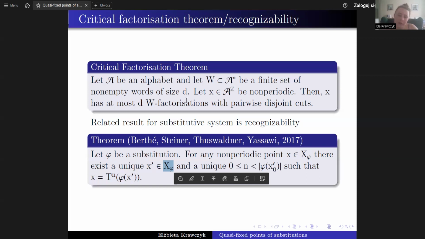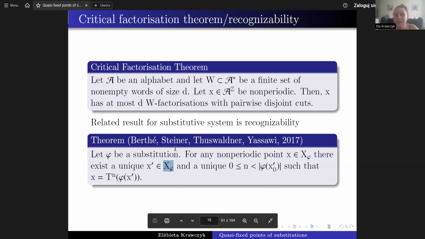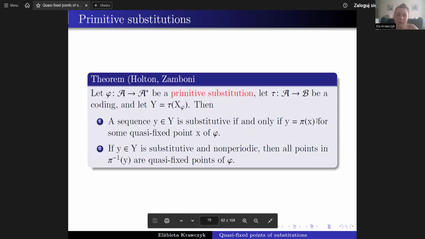However, once you have, for example, a coding or a factor map, then in general, it doesn't work. So if you are not in a purely morphic, purely substitutive context, then the uniqueness is not necessarily true, and then maybe you actually want to use critical factorization theorem. So here there is sometimes the recognizability, but sometimes this more general critical factorization theorem result is more useful to use, but this works in general. These are general statements which work for any two-sided substitutions.